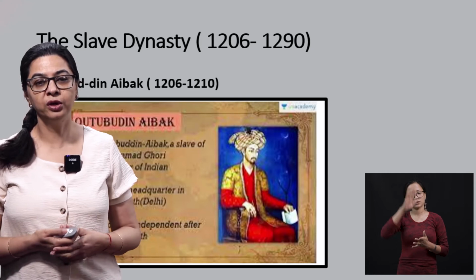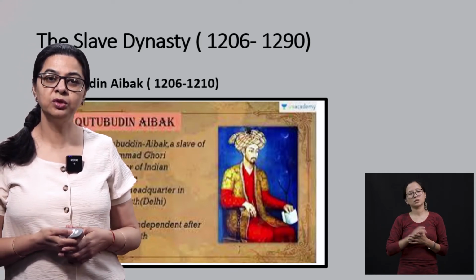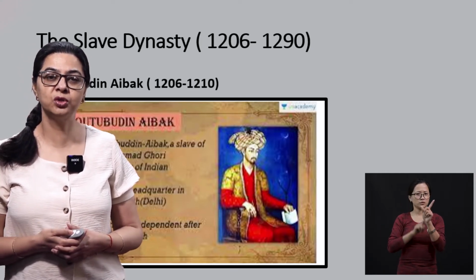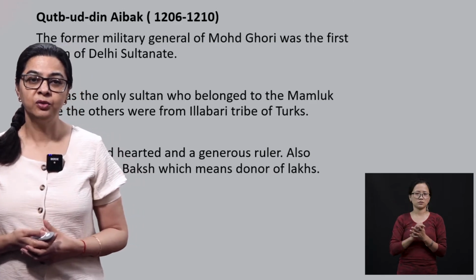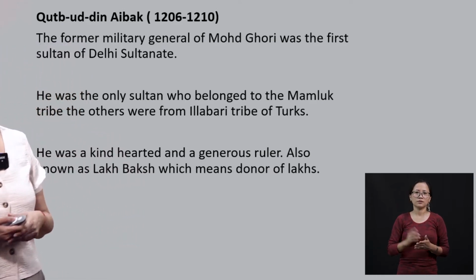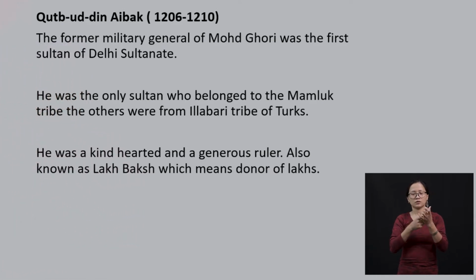when his king Ghori died. He ruled only for 4 years, 1206 to 1210. The former military general of Muhammad Ghori was the first Sultan of Delhi Sultanate. He was the only Sultan who belonged to the Mamluk tribe, and the others were from the Ilbari tribe of Turks. He was a kind-hearted and generous ruler. He was also known as Lakh Baksh.